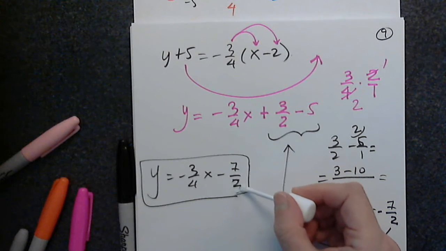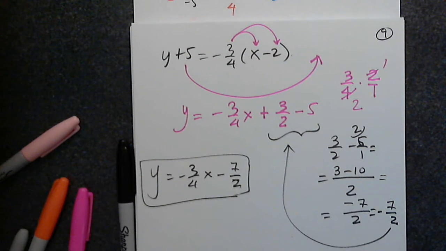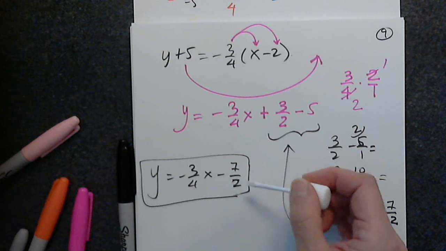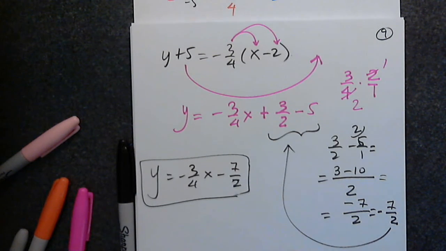Do you care whether we write that as a decimal or fraction or mixed number? We prefer fractions. And the reason is sometimes it could be an irrational number, so we want to keep it.